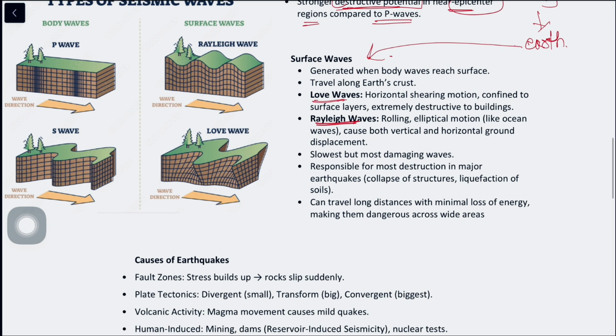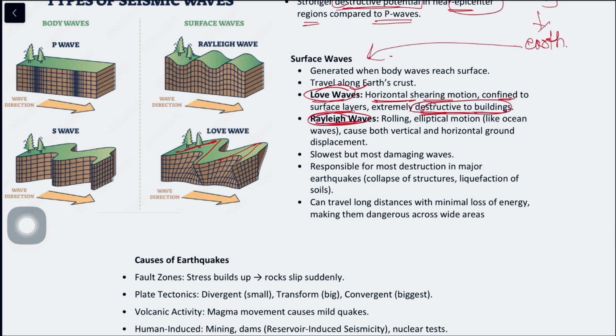What do these love waves do? They have a horizontal shearing motion and are confined to the surface layers, extremely destructive to the buildings. So when the body waves reach the earth surface, they divide into love waves and the Rayleigh waves. What do these love waves do? They will move the earth in a horizontal direction. Like see here, horizontal direction, right? So that's why they are dangerous to the buildings and can cause destruction to the buildings.